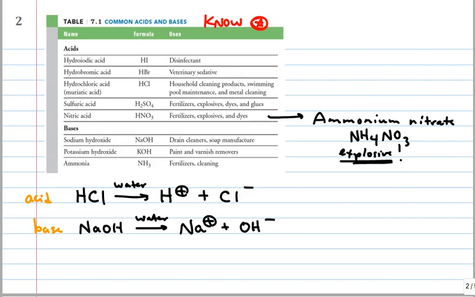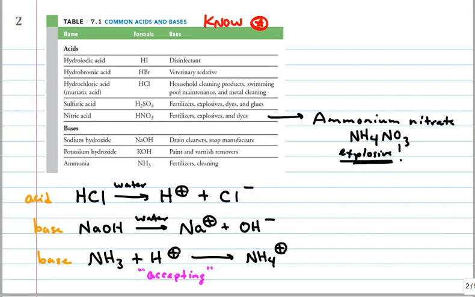What's another one from this table? NH3, ammonia. It will react with, pick up, accept, if you will, a hydrogen ion to make NH4 plus. And so ammonia, NH3, is a base because it accepts a hydrogen ion. And how do we know it accepts? Because the hydrogen ion is on the same side of the yield sign as it is. So this is accepting a hydrogen ion. That makes it a base. Okay.